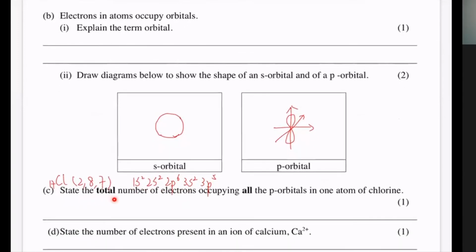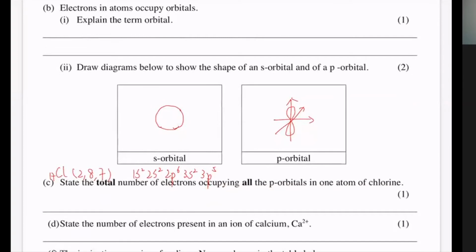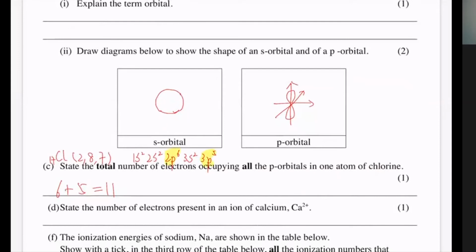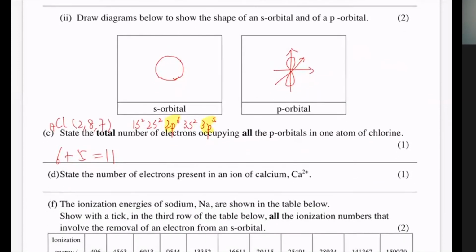So what's the total number of electrons occupying all the p orbitals in chlorine? Correct. Chlorine has a filled 2p orbital and also a 3p orbital. So in all p orbitals, we have 6 plus 5, which gives you 11 electrons. That's the answer for part C. Very good.